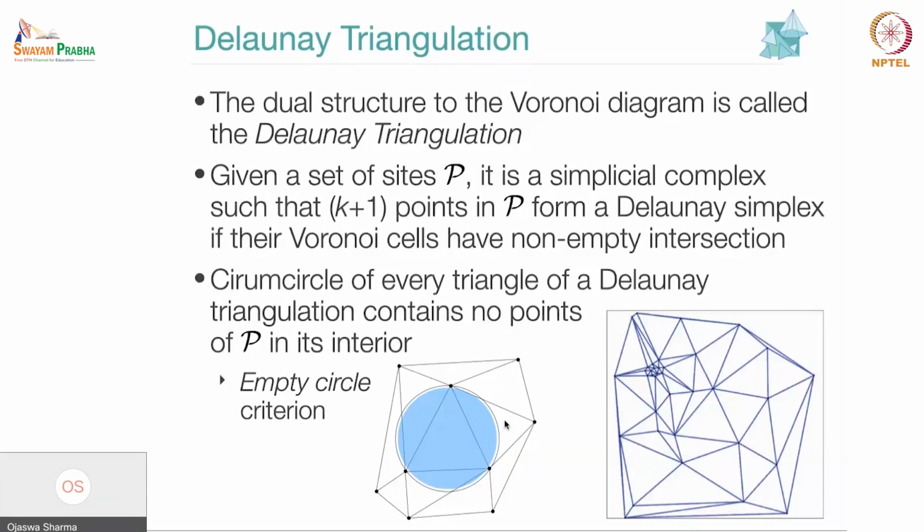Okay, so a Delaunay triangulation is a simplicial complex. A simplicial complex is a collection of simplices connected together. So it's a simplicial complex such that k plus 1 points in P form a Delaunay simplex if their Voronoi cells have non-empty intersection. Maybe this definition makes more sense once we look at the Voronoi diagram. So I'll come back to this. For now, maybe let's ignore this because we haven't looked at the Voronoi diagrams.